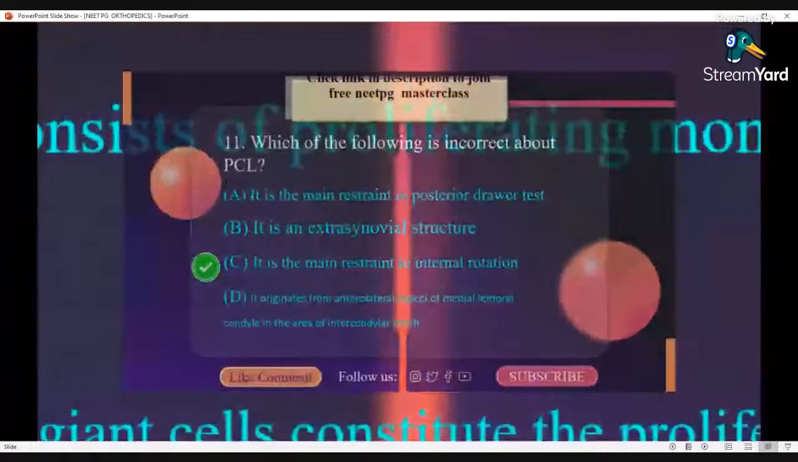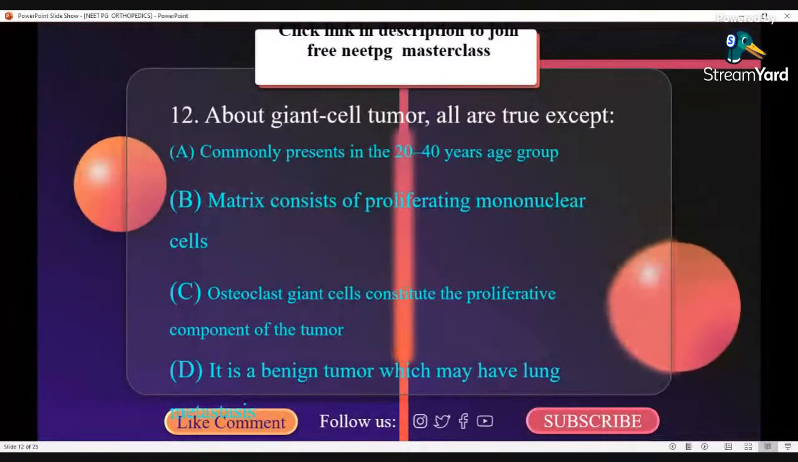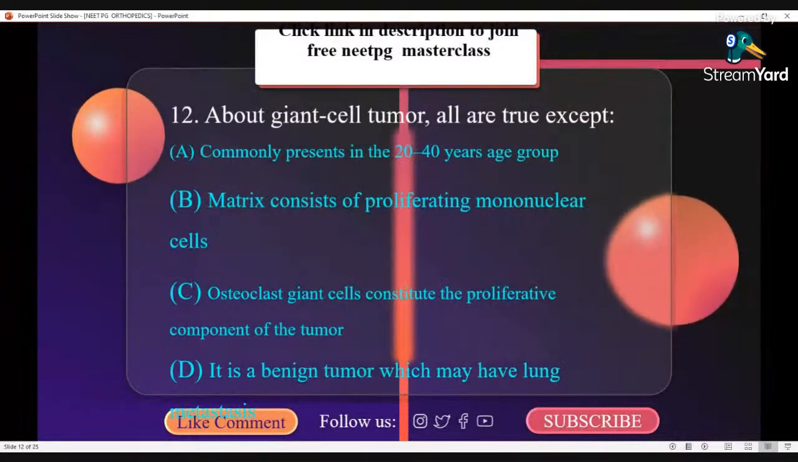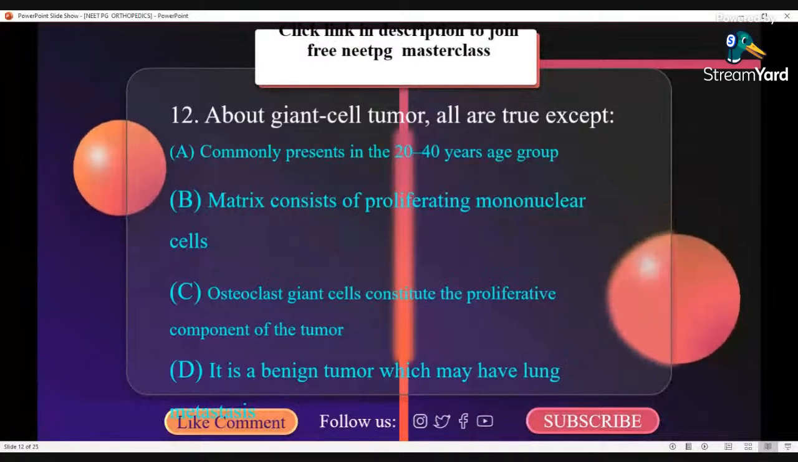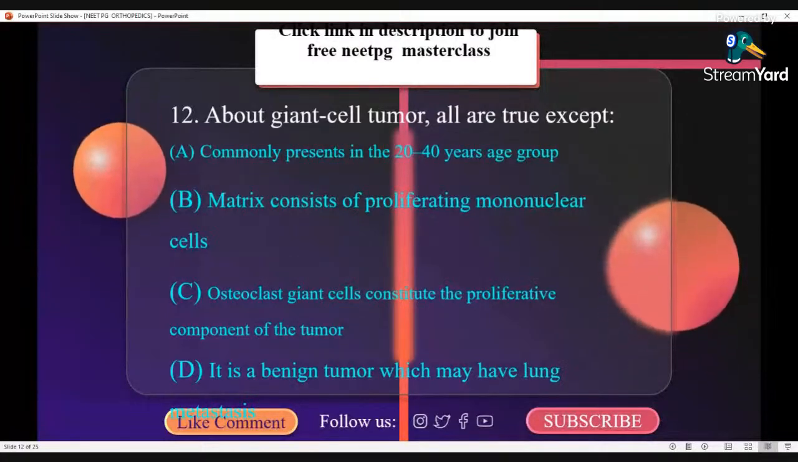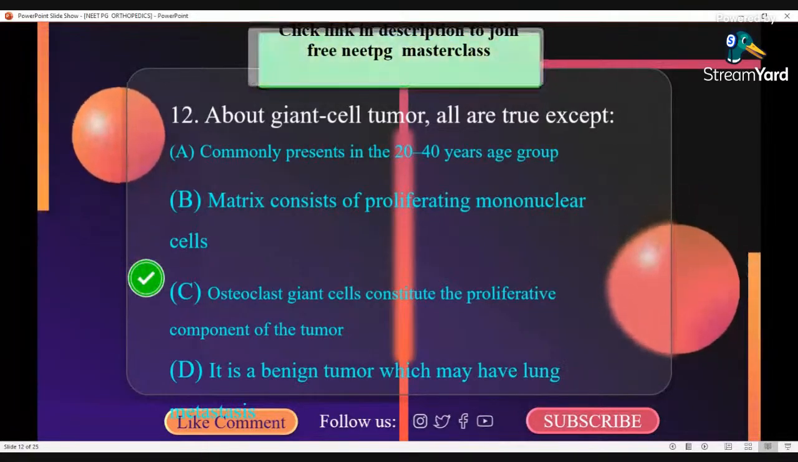About giant cell tumor, all are true except: it commonly presents in 20 to 40 years of age; matrix consists of proliferating mononuclear cells; osteoclast giant cells constitute the proliferative component of the tumor; it is a benign tumor which can have lung metastasis. All are true except. C. Giant cells constitute the proliferative component of the tumor.